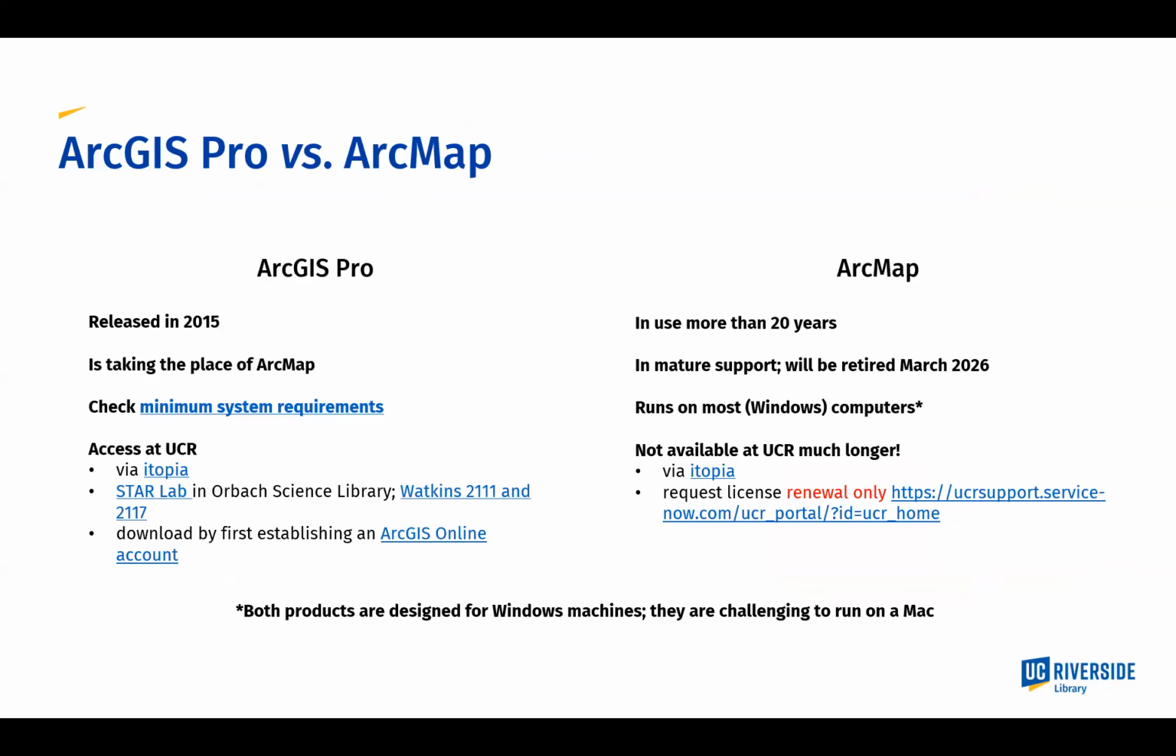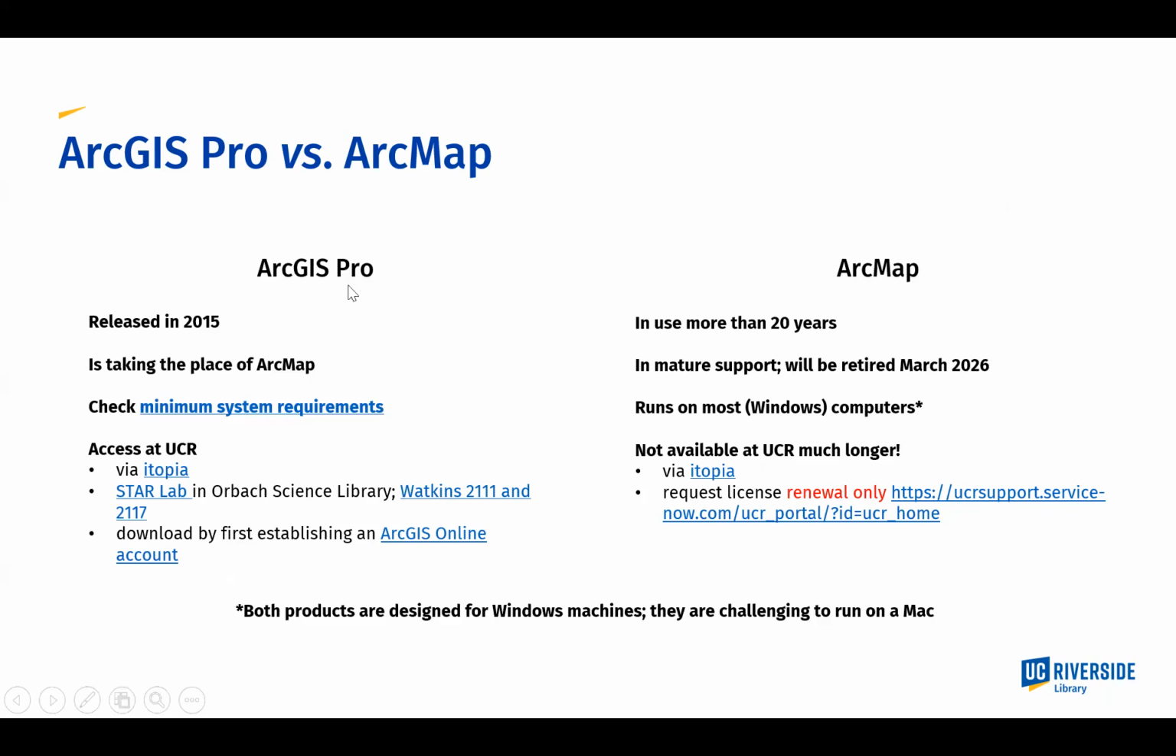And here's a slide that talks a little bit about the contrast between them. So Pro was released in 2015, whereas ArcMap, I think it was the early 2000s when it was released. ArcGIS Pro is taking the place of ArcMap, whether we like it or not. Some people don't like it at all, in fact. But anyway, it's happening, whereas ArcMap is now in mature support, and it will be entirely gone by March 2026, which is just a little under 2 years from now.